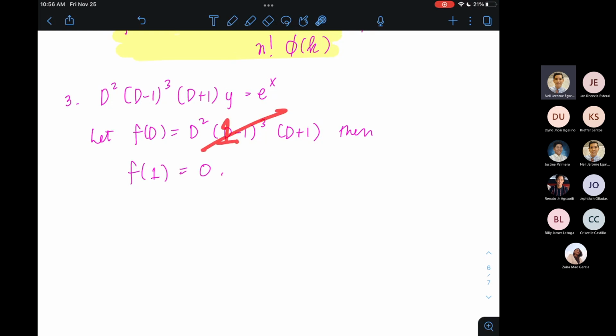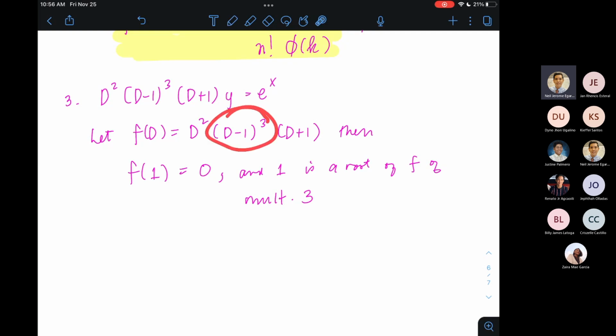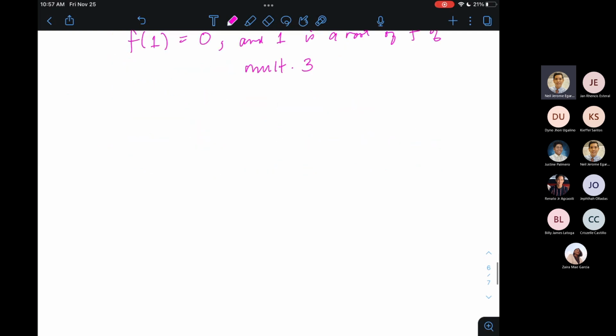Kasi pag nag-plug in ako dito ng 1, ma-cancel na rin siya. Right? And moreover, 1 is a root of f of multiplicity 3. Kasi yung d minus 1 ay thrice naging factor ng f of d. Right? So that means here our n is equal to 3. Multiplicity 3 kasi siya. Okay? So hindi gagaya sa case number 1, so pupunta tayo kay case number 2. But before we go there, let's compute for the homogeneous solution.